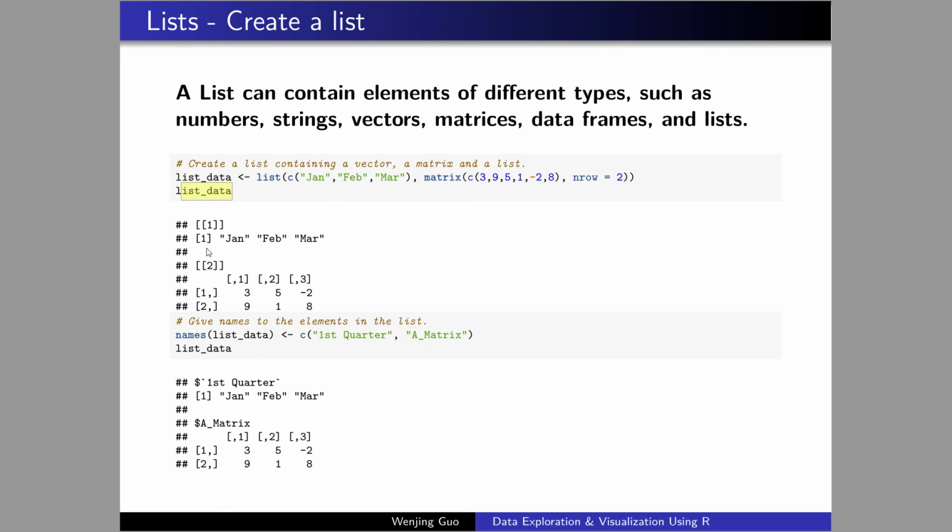We can also give names to each element in the list. To do that, we can use this R command. When you type list_data again, R will return this list. This time, it has the name for each element in the list.